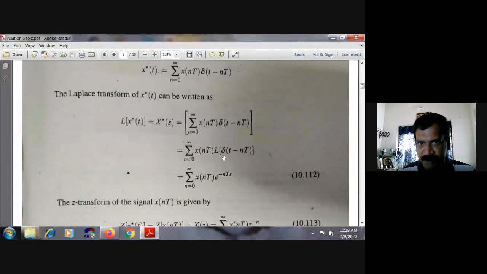This is basically the Laplace transform of delta of t minus nT. We have the shifting property of the Laplace transform, so it is multiplied with e raised to minus nTs. Actually, the Laplace transform of delta of t is 1, so with the shift it becomes e raised to minus nTs.